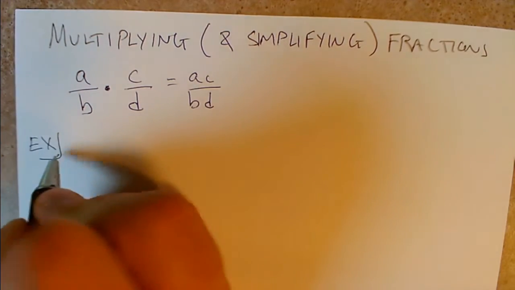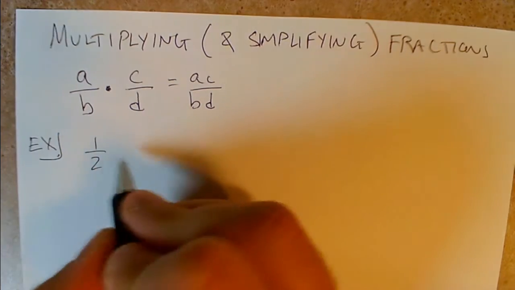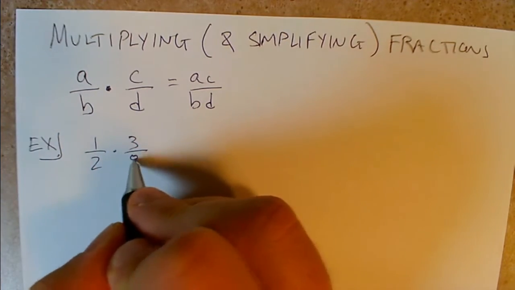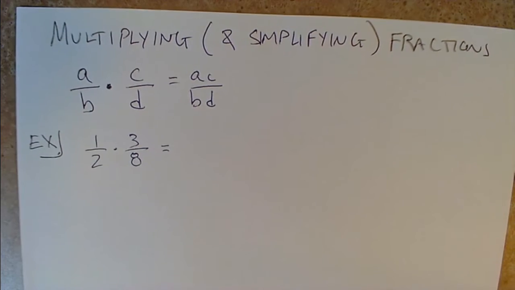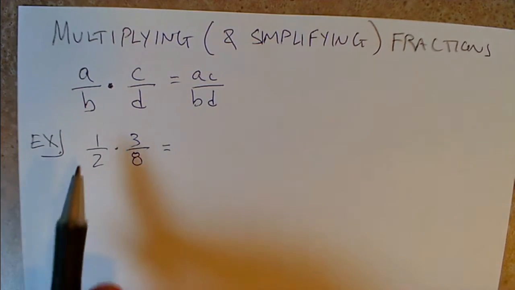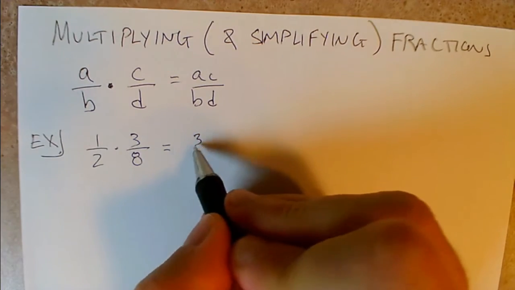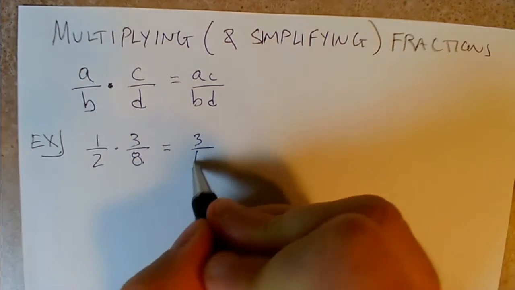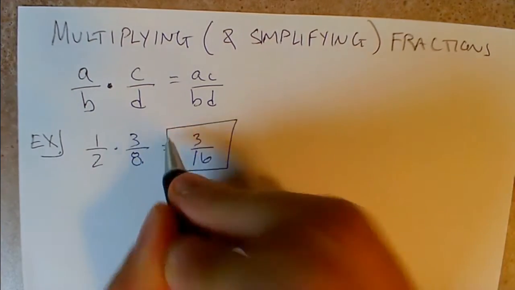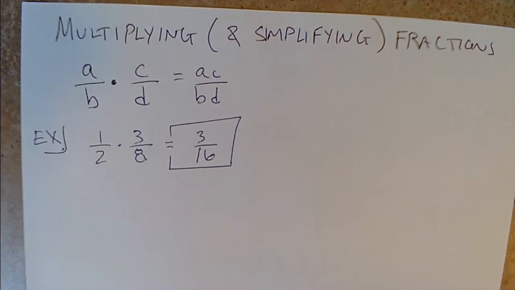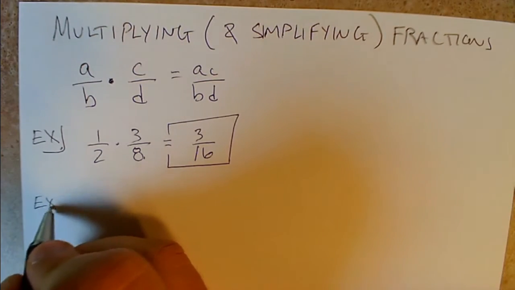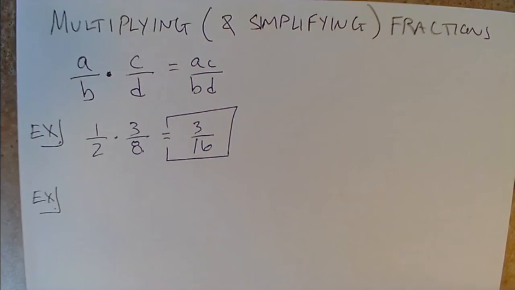So let's look at an example. Let's look at 1/2 times 3 over 8. It is just that simple. You do 1 times 3, which is 3. You do 2 times 8, which is 16, and you are done. No need for common denominators or least common multiples or anything like that. You just multiply the tops and bottoms together, and then you're done. Let's look at another example.